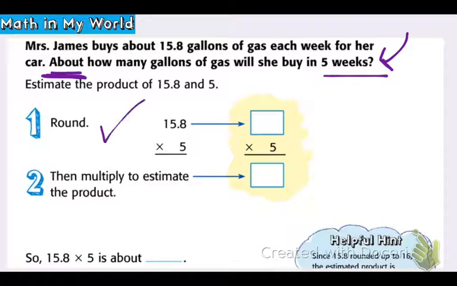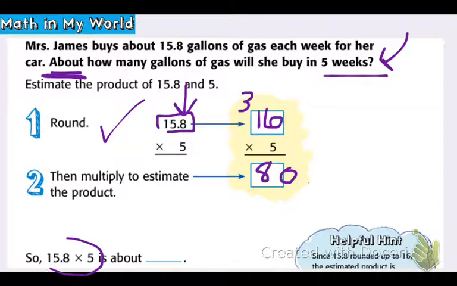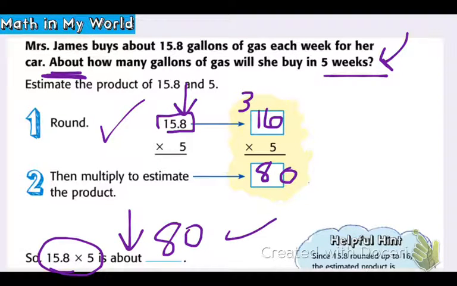Step 1, let's round it. Well, 15 and 8/10 is closer to 16 as a whole number. That 8 tells me to round up. And now I can do a little bit more mental math. 6 times 5, well, I know that's 30, right? And then 5 times 1 is 5, and add that 3, 80. Right? So 15 and 8/10 times 5 is about 80. So the question says, how many gallons of gas will she buy in 5 weeks? She will buy about 80 gallons of gas in 5 weeks.